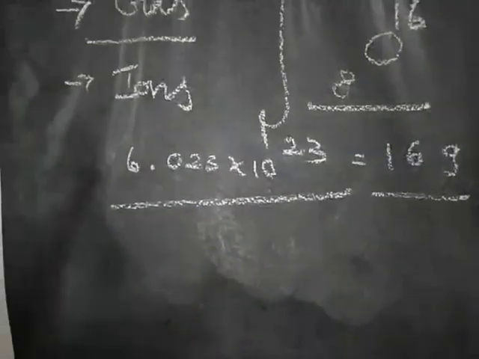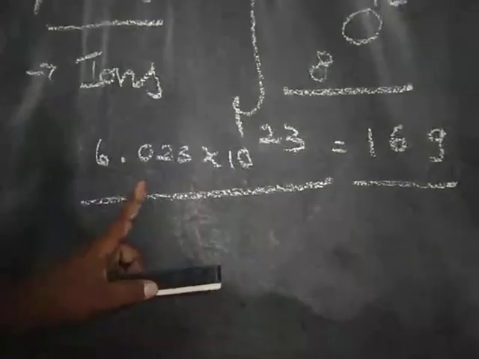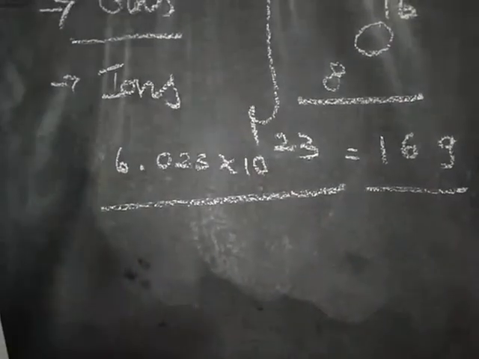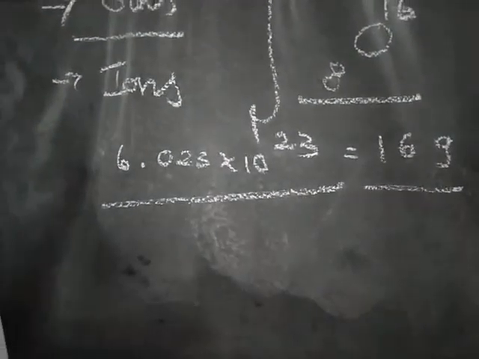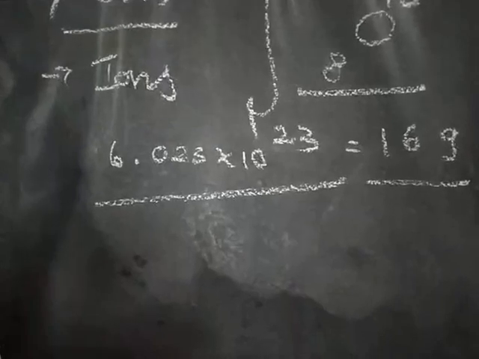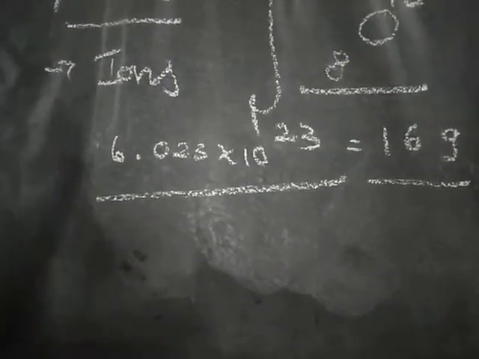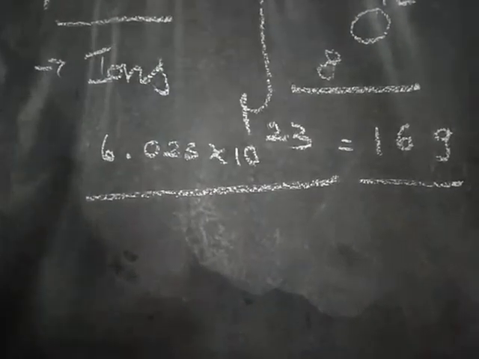That is called gram atomic mass. So 1 mole of oxygen atoms contains 6.023 into 10 to the power of 23 atoms of oxygen, which is equal to 16 gram, the gram atomic mass of oxygen.